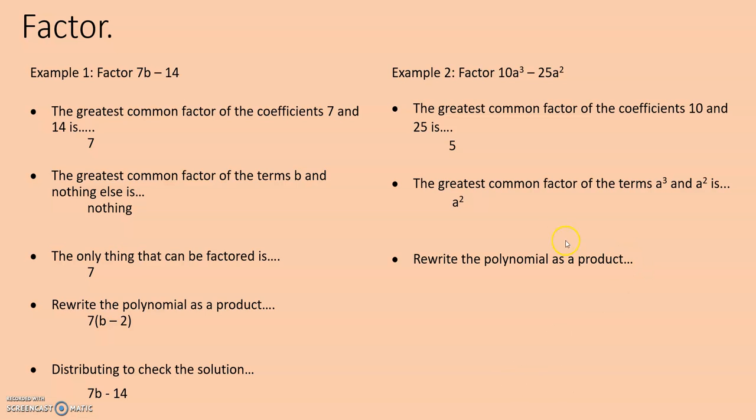Inside the parentheses, we need 5 times 2 to get to 10. A squared times a to get to a cubed. 5 times 5 gives us 25 and a squared. Distributing: 10a cubed minus 25a squared.